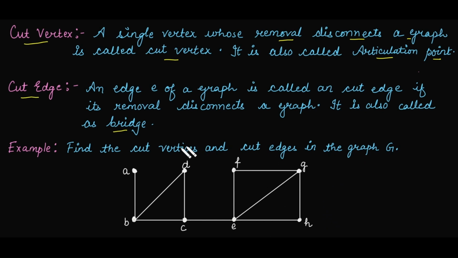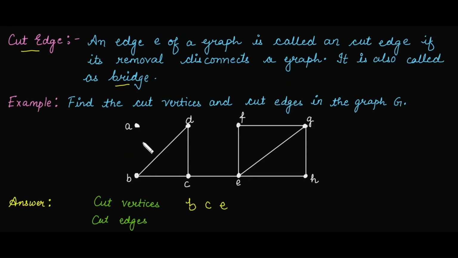Now we need to find the cut edges in this graph. For that we just need to remove the edges and check whether the graph is disconnected or not. After removal of any edge, if the graph is disconnected, that is called a cut edge. So let's try to remove the edge AB. When you are removing the edge AB, make sure the vertices remain. We will not remove the vertices in this case. After removal of the edge AB, we are getting a disconnected graph. We cannot reach from vertex B to A. So AB is a cut edge.